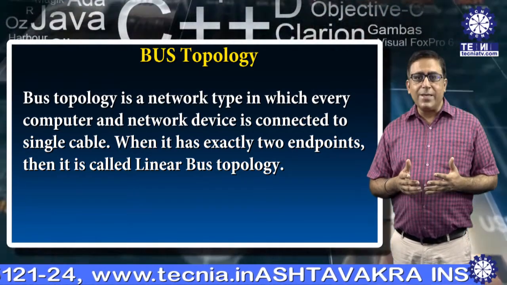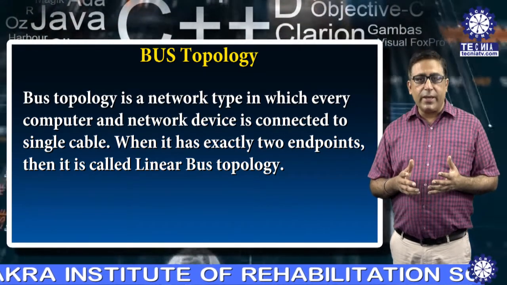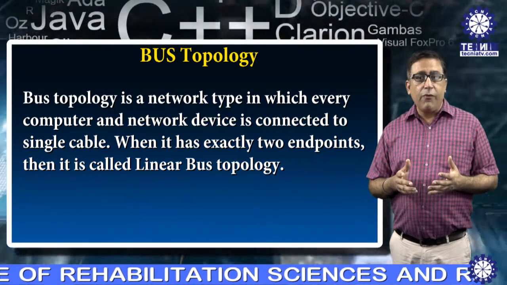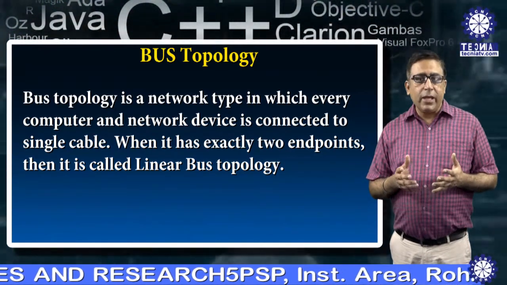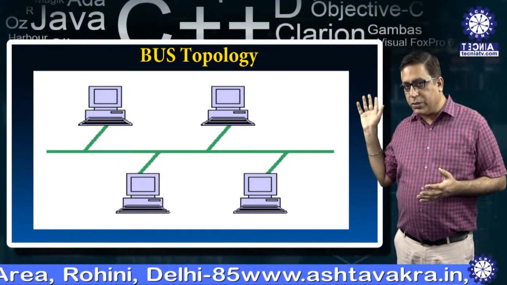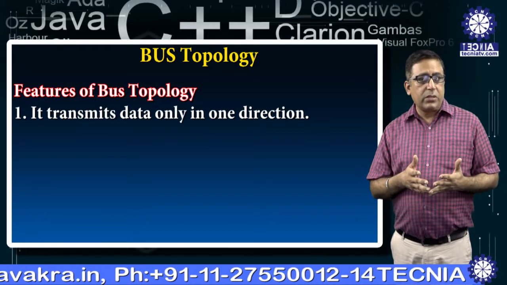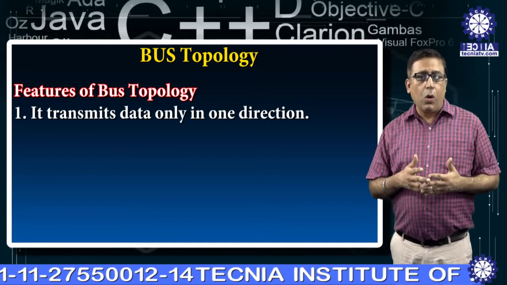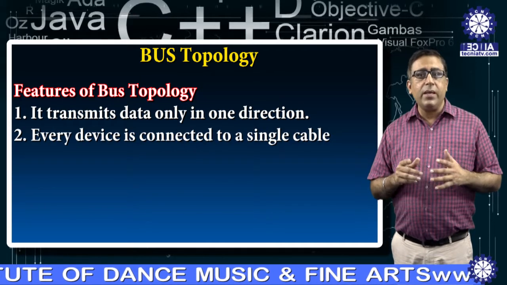Bus topology is a network type in which every computer and network device is connected to a single cable. When it has exactly two endpoints, then it is called linear bus topology. Now you can see the diagram of this bus topology. Now we are discussing the features of bus topology. First point is it transmits data only in one direction. Every device is connected to a single cable.